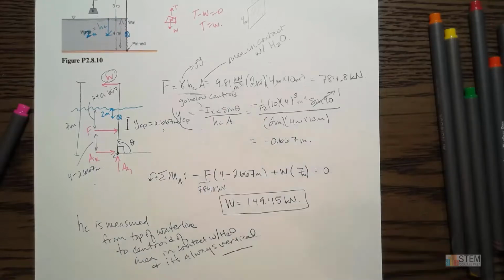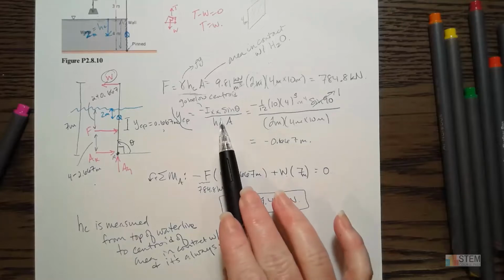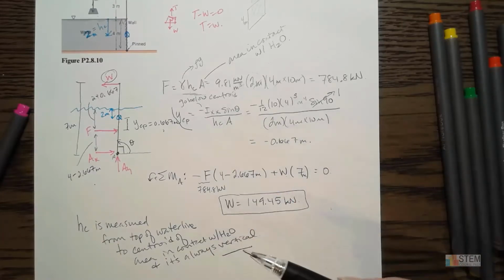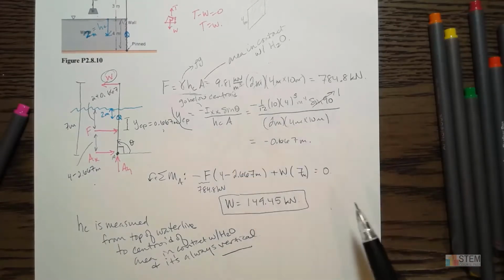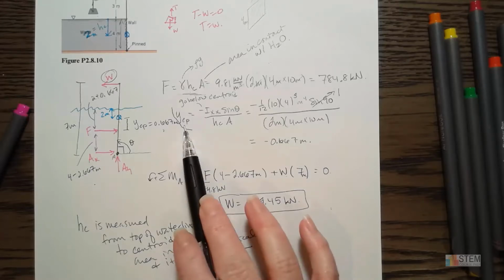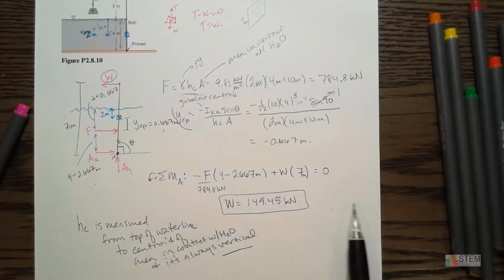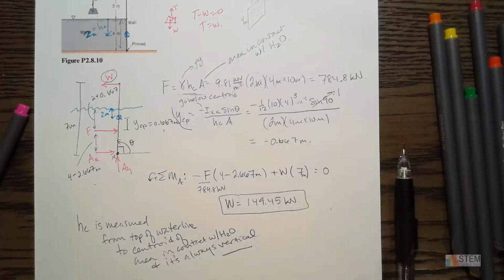Area is just the area of the region that's in contact with the water. And then this equation right here will tell you how far below the centroid that force F is going to be applied. All right, so hopefully that helps you kind of see what HC is and what the YCP is. Okay, because those two things are important to know.